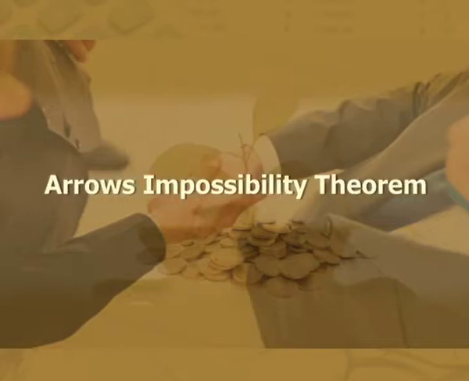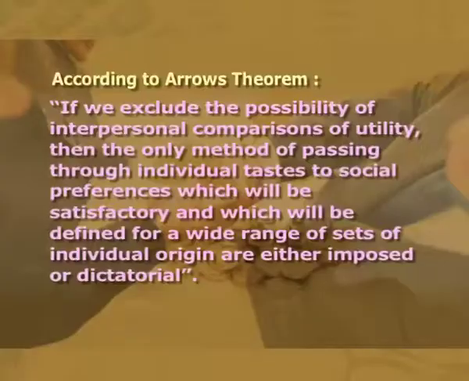Now, let us discuss Arrow's impossibility theorem. After discussing social as well as individual values, Arrow proved his famous impossibility theorem. According to this theorem, if we exclude the possibility of interpersonal comparisons of utility, then the only methods of passing from individual tastes to social preferences which will be satisfactory and which will be defined for a wide range of sets of individual orderings are either imposed or dictatorial. Thus, the only way to reach social choice is through voting, that is the majority rule.